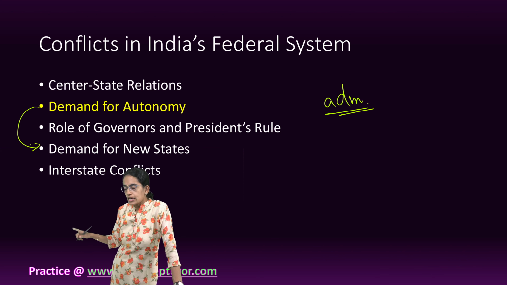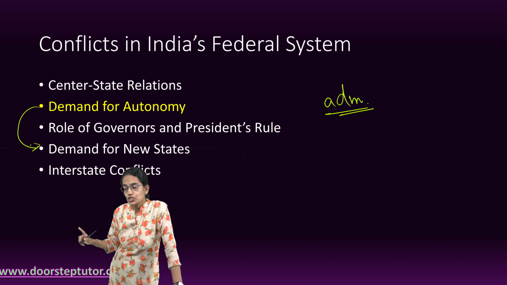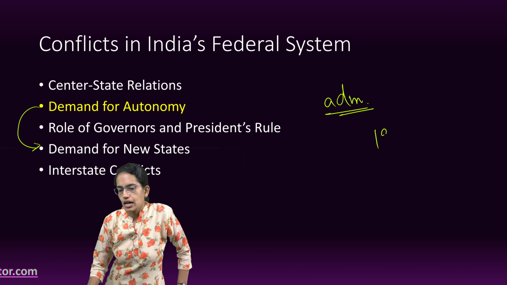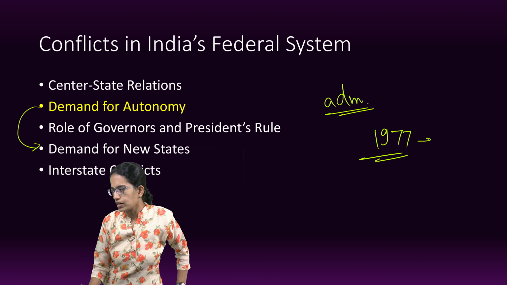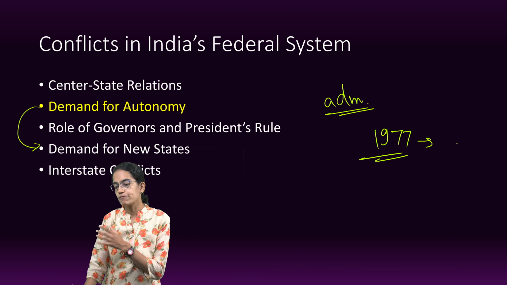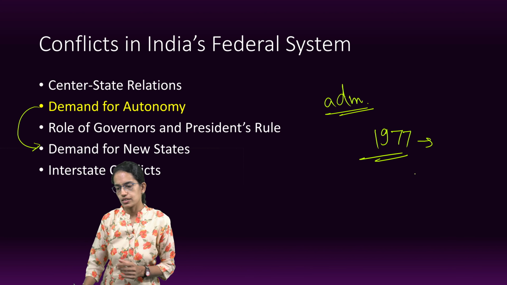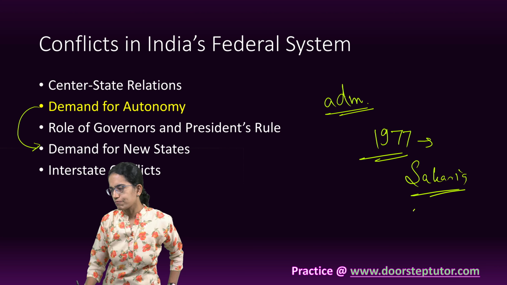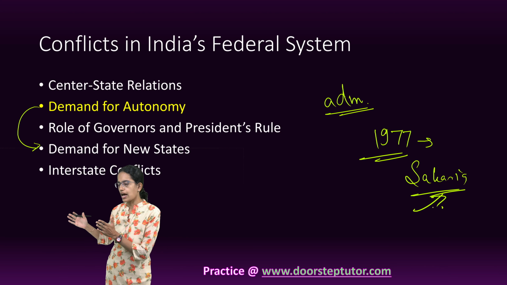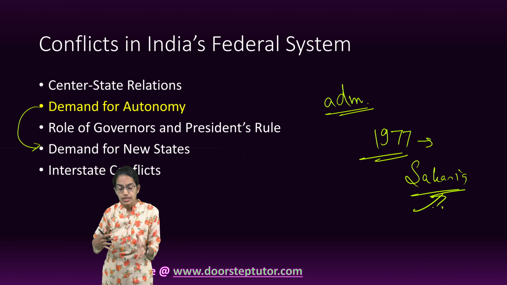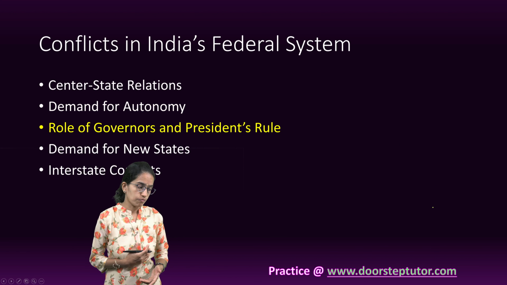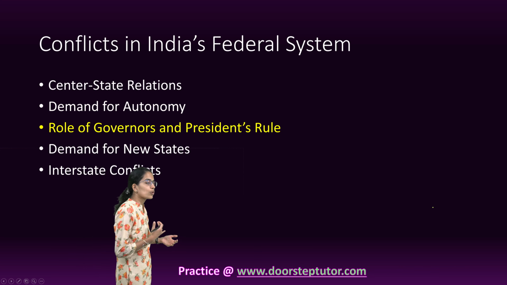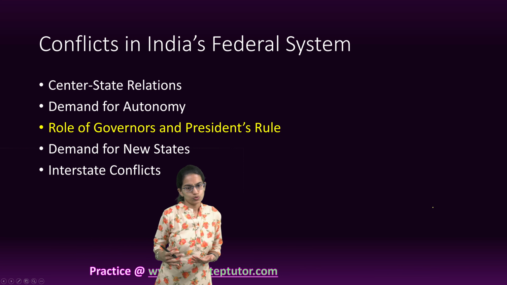Also, there is another demand, which is the demand for financial autonomy. In 1977, the left front government in West Bengal brought a document for restructuring the center-state relations, and this was under the Sarkaria Commission. Also, there have been various documents involving various local parties which have been working for the same. The next is the role of the governor and the president's rule.